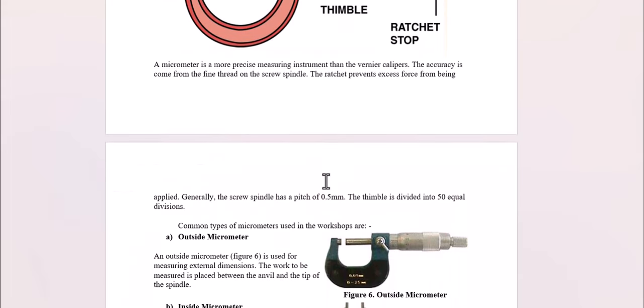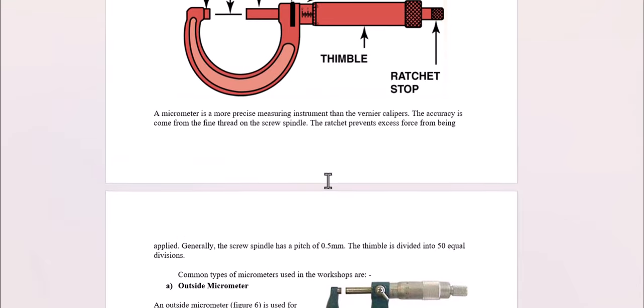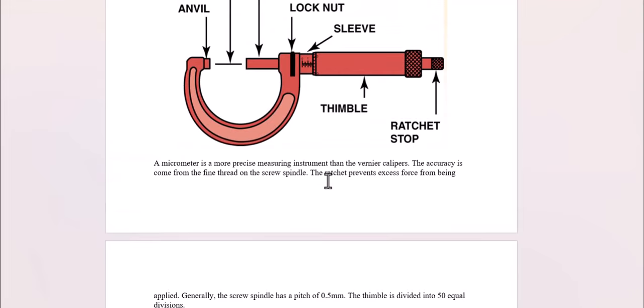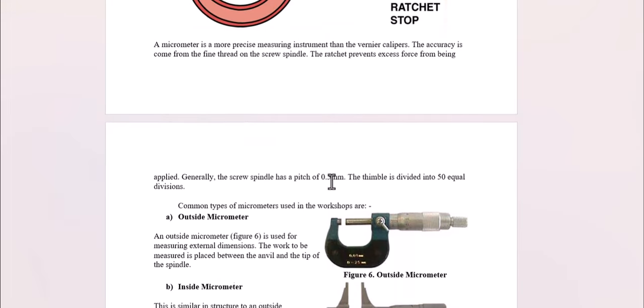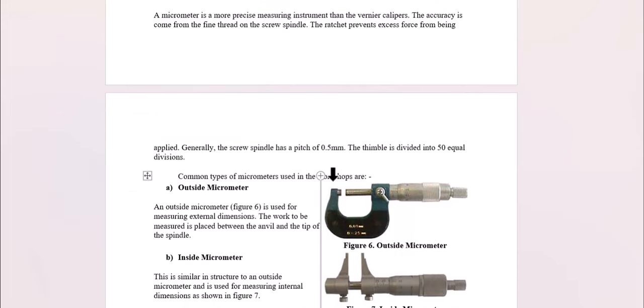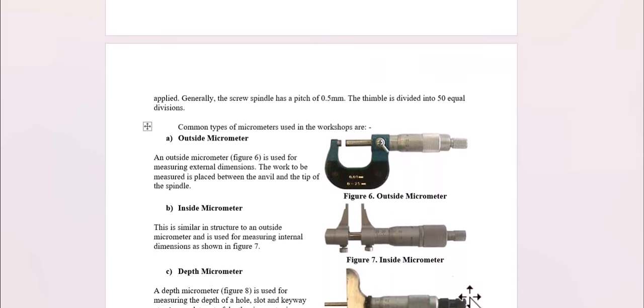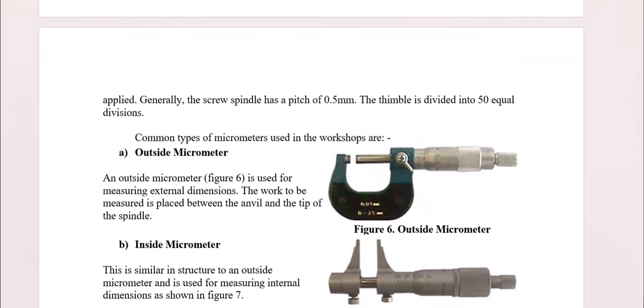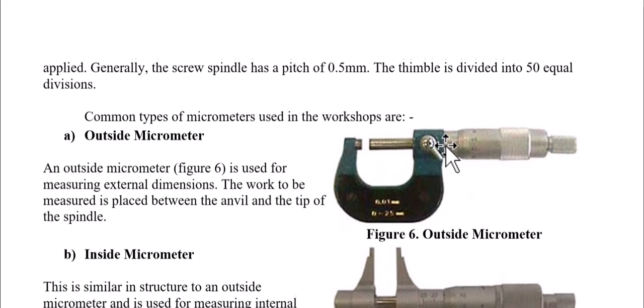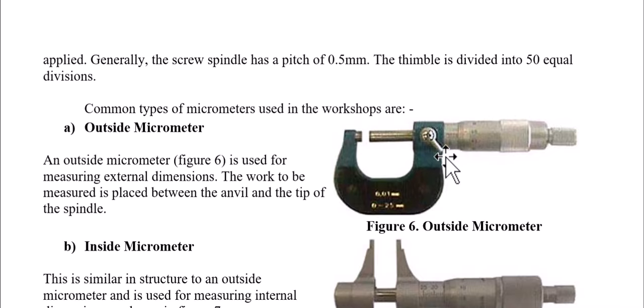Then for this vernier micrometer screw gauge, we have some types. The first one is an outside micrometer, which is the one shown in the picture there. The second one is the inside micrometer, and the third one is the depth micrometer. So what is actually the difference is the device or the tool being applied on the workpiece.